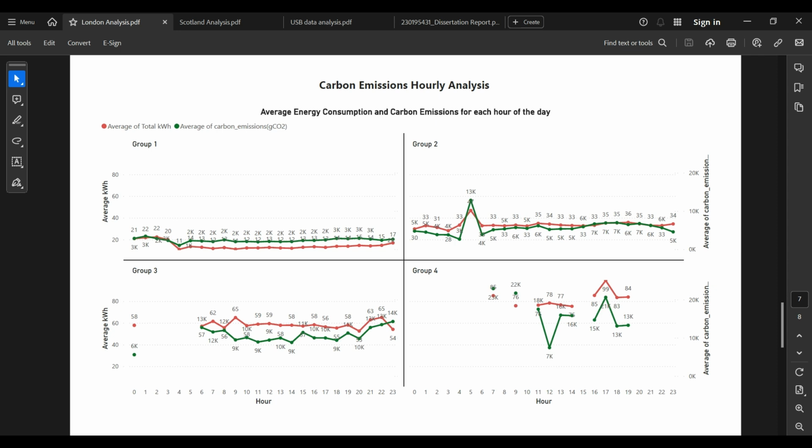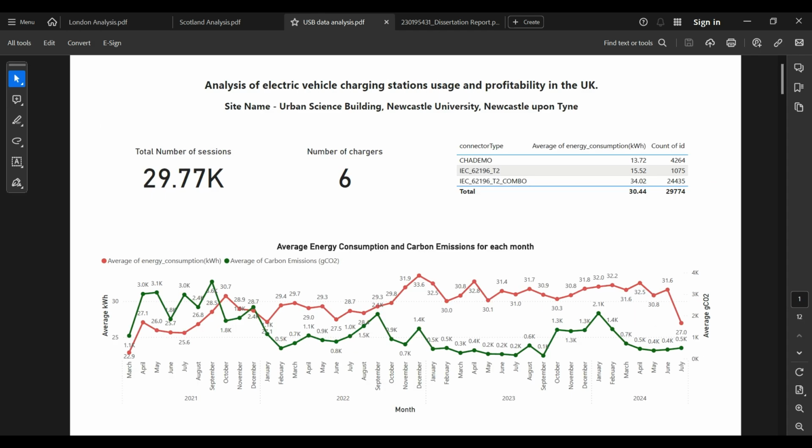And also if we look at group 1 charging sessions, the energy consumption is more in the early morning sessions. So all four of the groups show variable charging sessions, energy consumption graphs. But the carbon emissions follow a kind of similar trend with the energy consumption on an hourly basis. So this was for the London Borough of Barnet, and we move on to our last data, which is the urban science building data in Newcastle University.